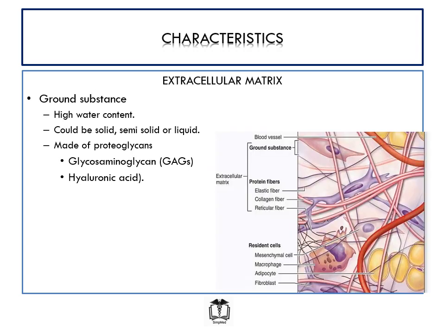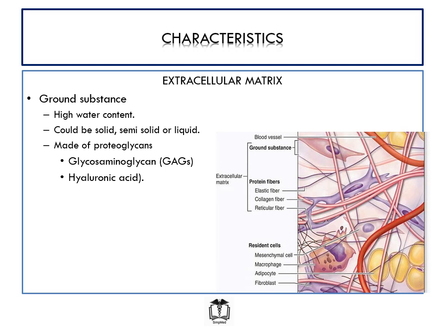So let's talk about ground substance. That's the second aspect of the extracellular matrix. The ground substance is made up of a combination of high water content and proteoglycans. The water content could either be in solid, fluid, or semi-solid form. And what I mean by that is that we have different forms of connective tissue that have different texture of their ground substance. So, for example, the ground substance of a connective tissue like blood would be largely liquid, and the ground substance of a connective tissue like bones will be largely solid.